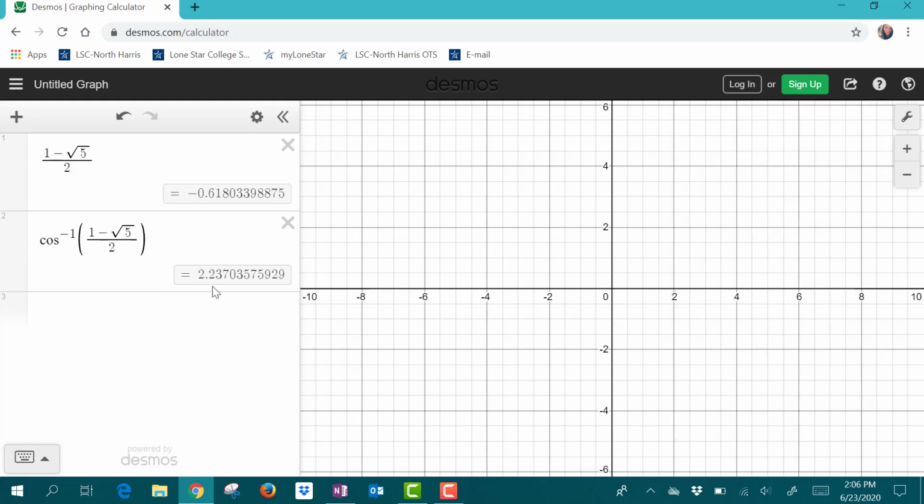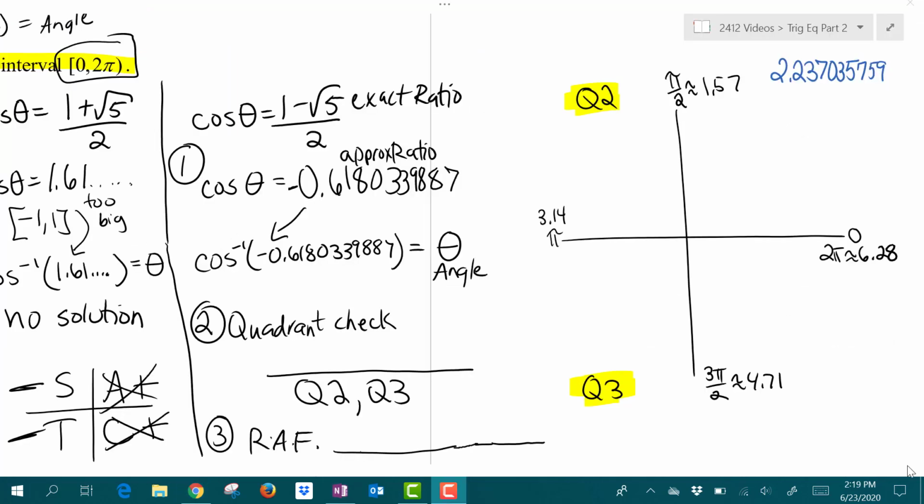Alright, so I get about 2.2370 radians for that angle. We're going to round to the nearest 2 decimal places in a bit for our final answer. But right now, let's leave it as it is. Let's not round it. And let's work with trying to find out what quadrant this is in, and how do we find the other quadrant angle.